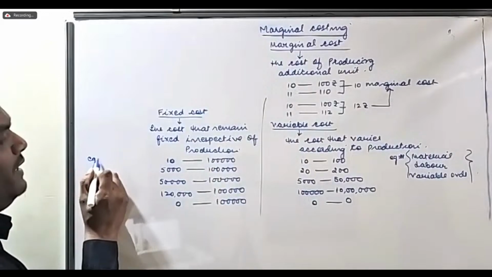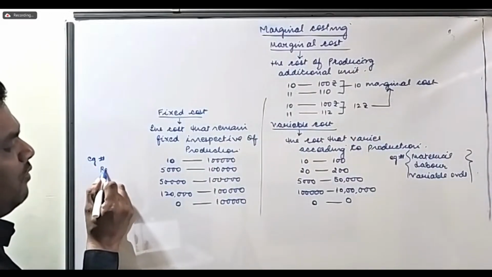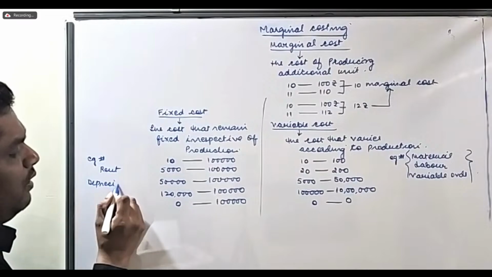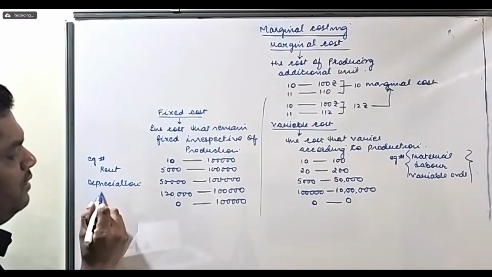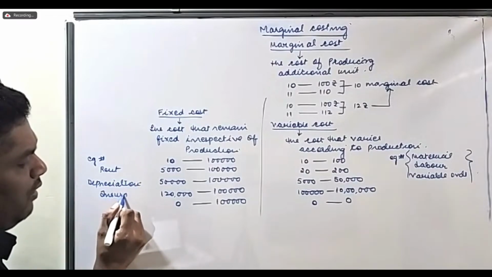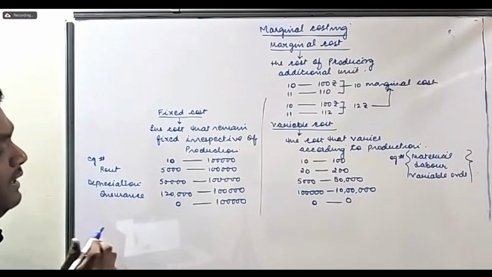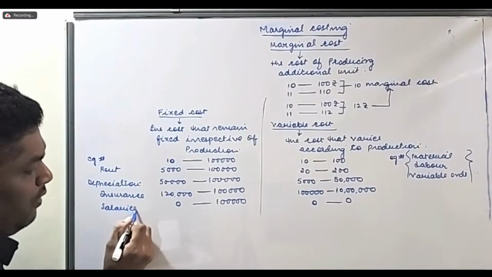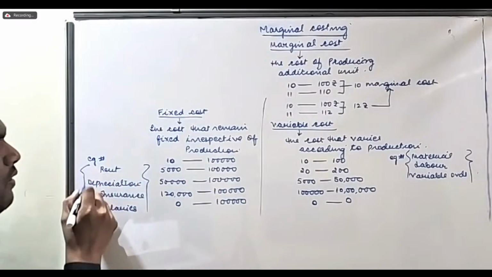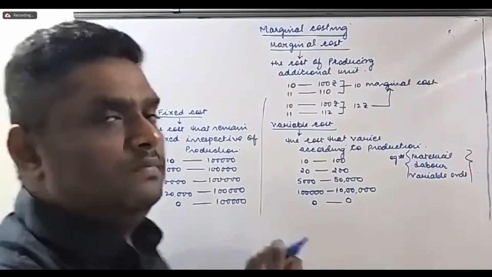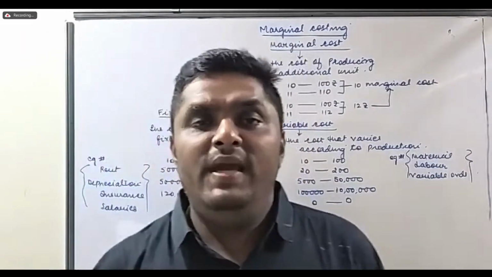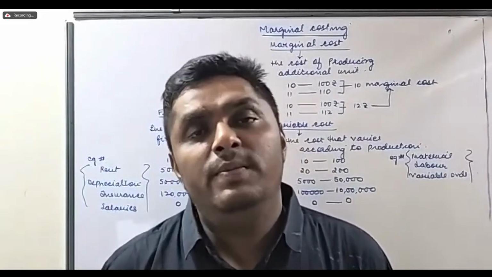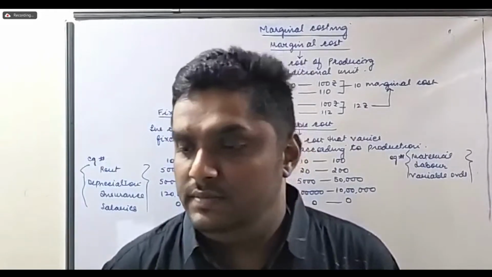So when talking about the examples, it can be rent, it can be depreciation, it can be insurance, it can be salary. So the cost that remains fixed irrespective of production. ये वो cost है, चाहे कितना भी production हो, it will always remain fixed.